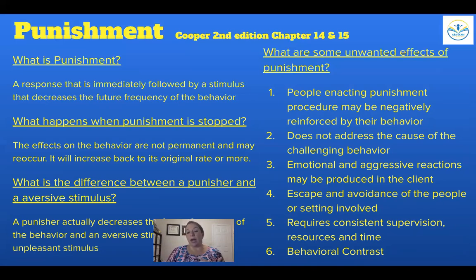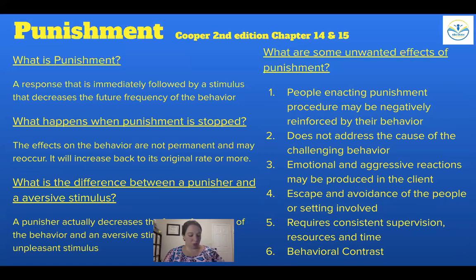Number 5 is requires consistent supervision, resources, and time. Like we know, we always try to use reinforcement instead of punishment. Because punishment has all these unwanted effects and things that are sometimes unethical and dangerous, we have to consistently give supervision, resources, and time. And then the last one is behavioral contrast. I don't know if anybody wants to talk about behavioral contrast, but that's a different section of the task list.